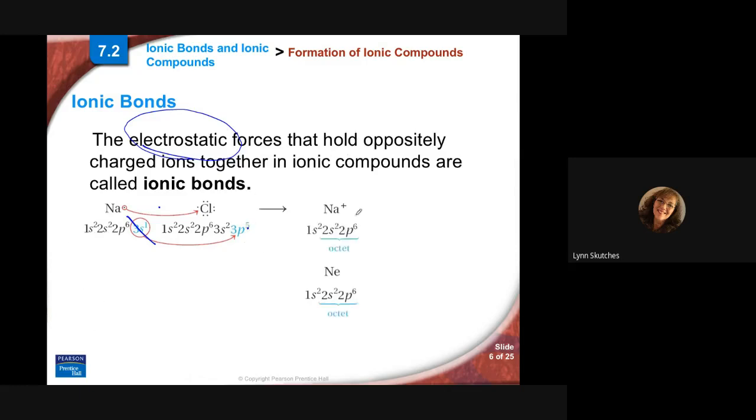So we end up with a sodium cation. Oops, I just covered up my positive. It has an octet, the highest energy level has 8. We end up with a chloride anion, which also now has, instead of 2 and 5, 7, it has 2 and 6, 8. It's octet. By exchanging the electron, both atoms become ions with charges, and both of them get their octet.